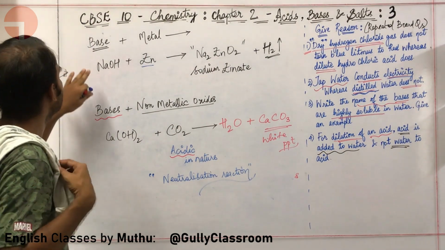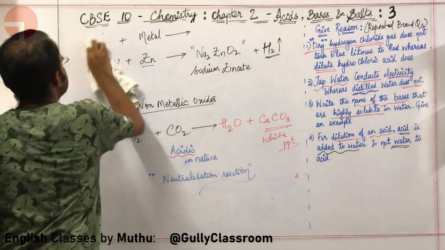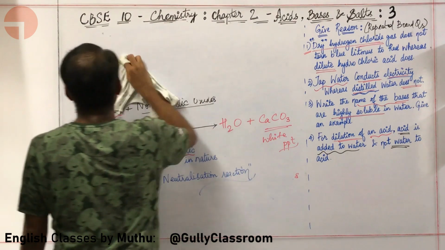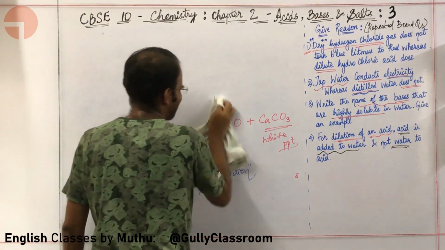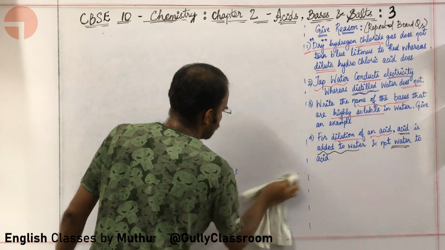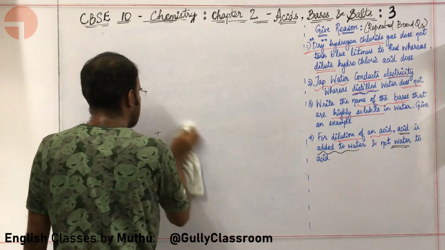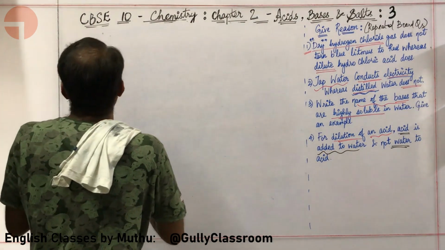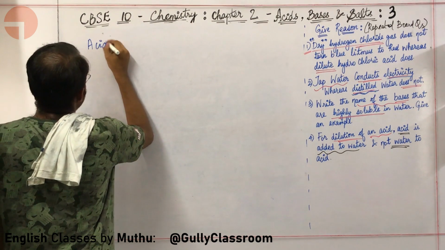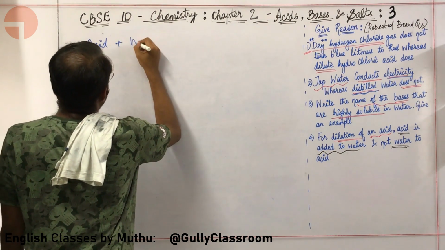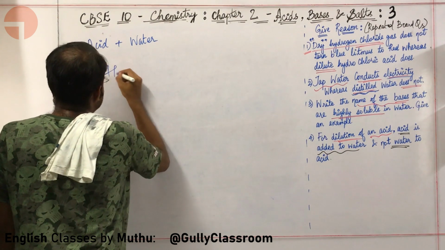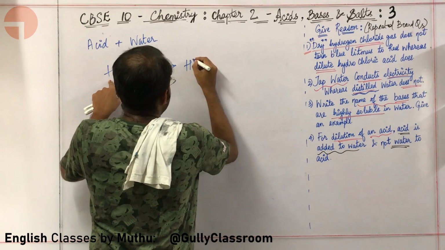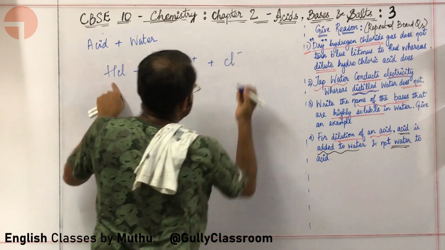That's basically the chemical properties of acids and bases. What is the next thing we are going to study? We are going to study what will happen to acids and bases when they are mixed in water. The process of mixing water to an acid or base is called dilution. So acid plus water, what will happen? Let us take hydrochloric acid. If you put water here, this will break into H+ ion and Cl- ion.